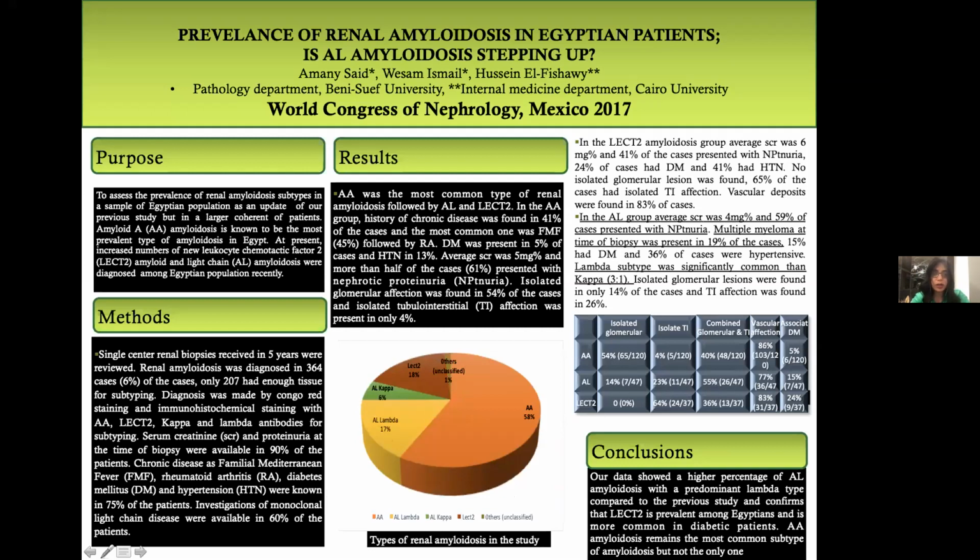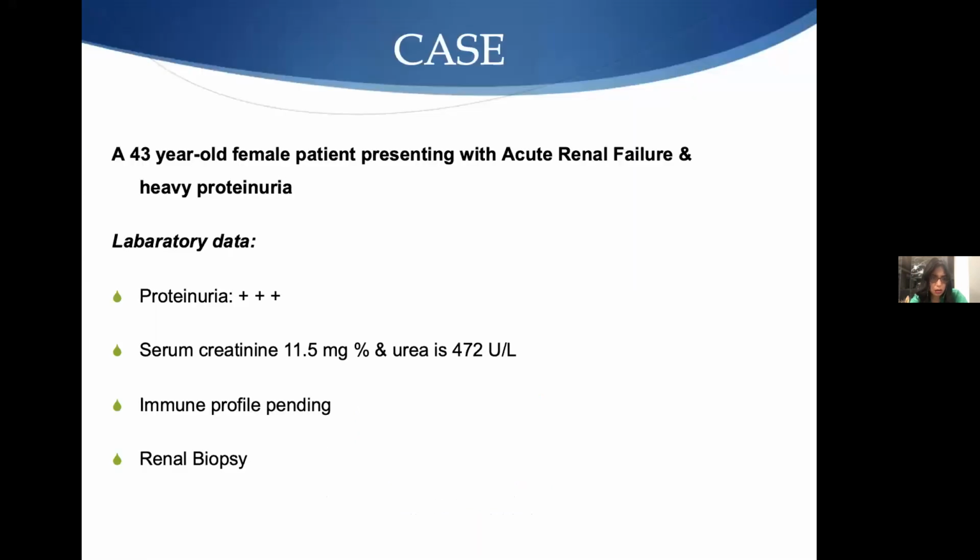This is a 43-year-old female patient who presented with acute renal failure and heavy proteinuria. She had proteinuria 3+, a serum creatinine of 11. Her immune profile was pending at the time of biopsy. So here she is. She has acute renal failure, a serum creatinine of 11.5, and a reported heavy proteinuria.